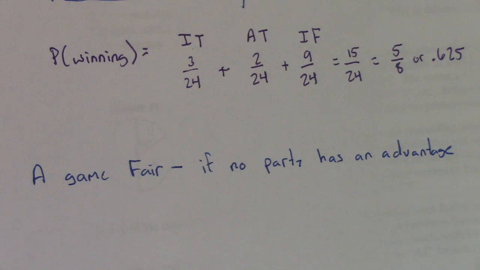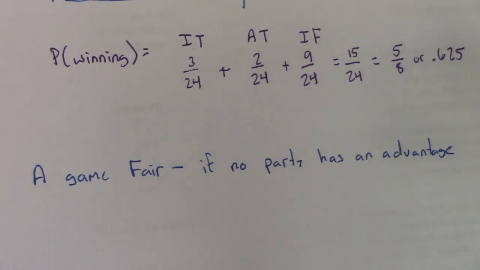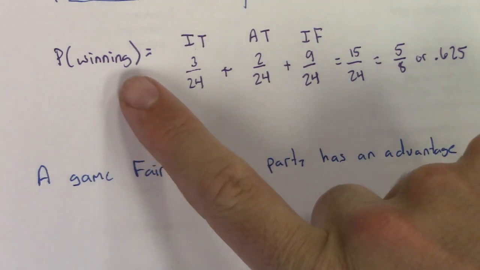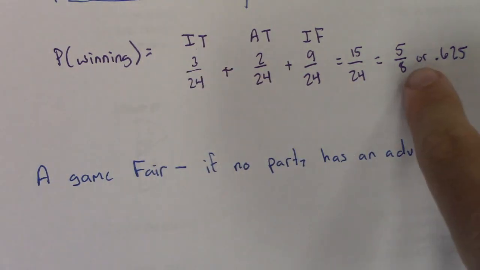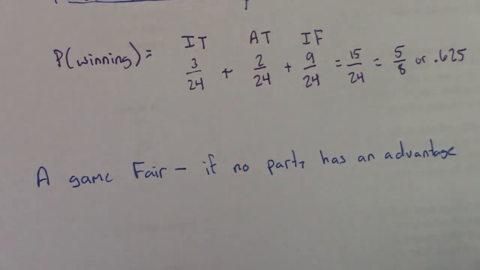For right now, when we look at this situation, clearly the person who's the student trying to get the 2-letter word is more likely to win. So in that sense, this game is not fair. Had we found this probability right here and gotten 4 over 8, then the game would be fair. But as it stands right now, this game is not fair.